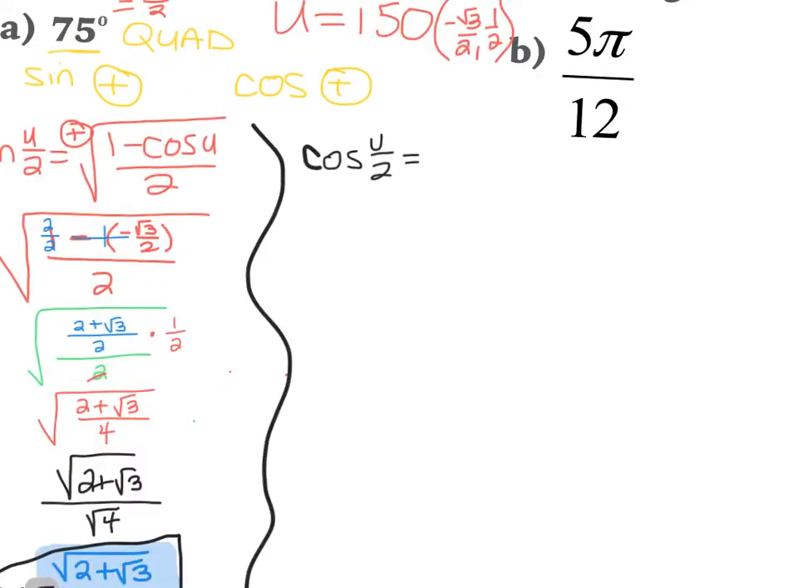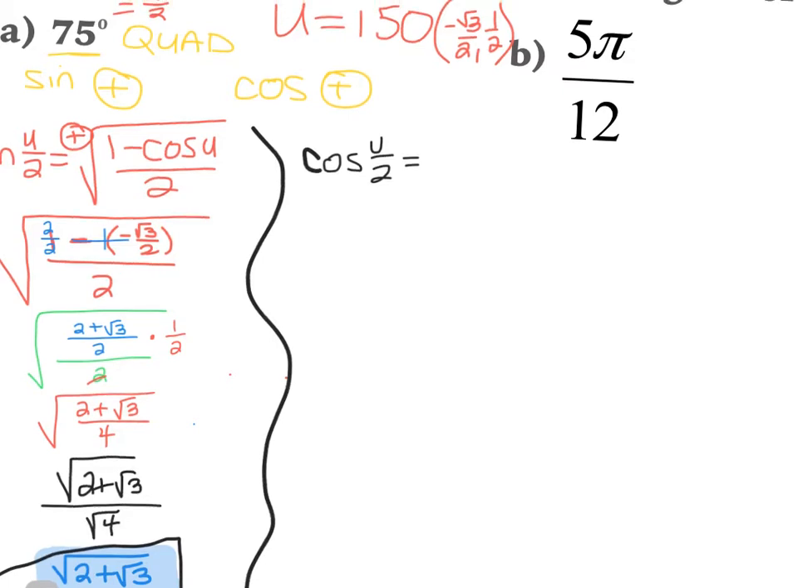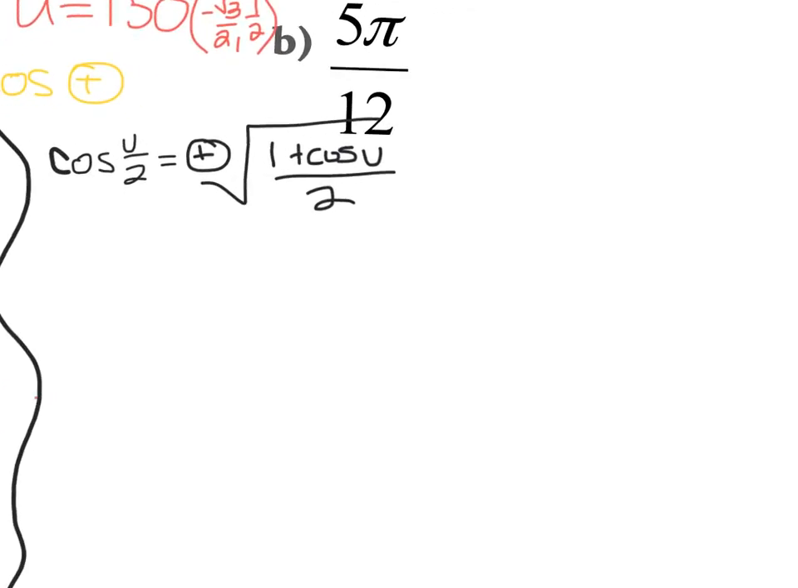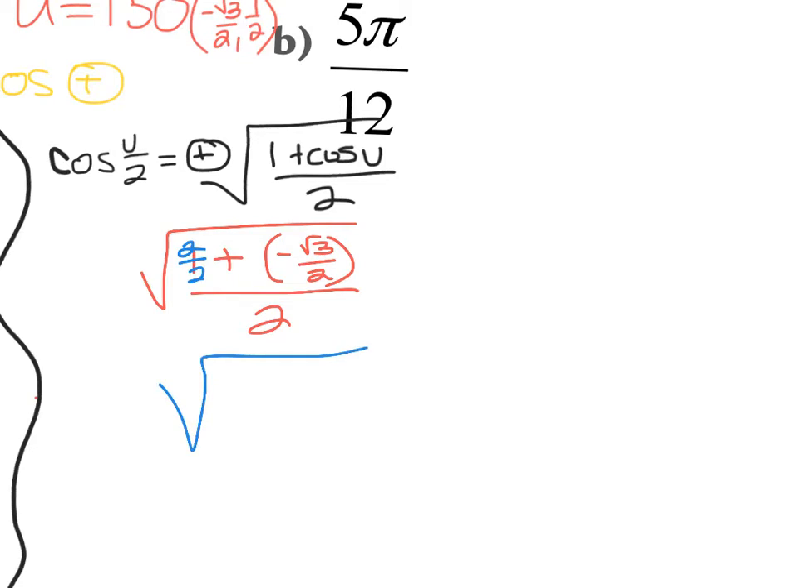And again, it's plus or minus, but we already said that the cosine would be positive because the 75 lies in the first quadrant. So this is also going to be positive. Square root of 1 plus cosine of u over 2. So I get the square root of 1 plus a negative root 3 over 2, because that's what the cosine there is, all over 2. Change the 1 to 2 over 2. I get the square root of 2 minus root 3 over 2, all over 2.